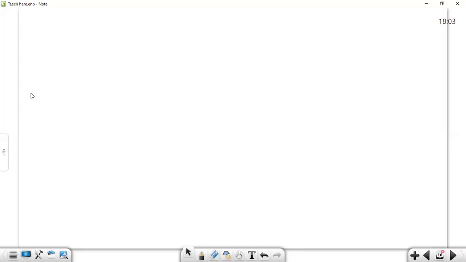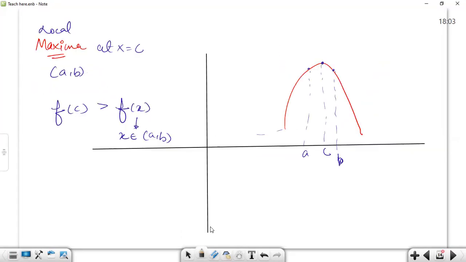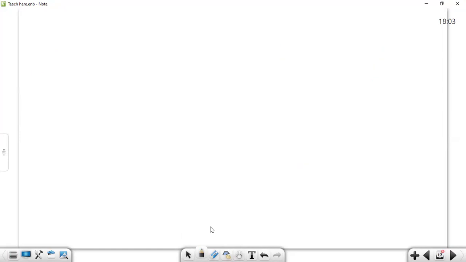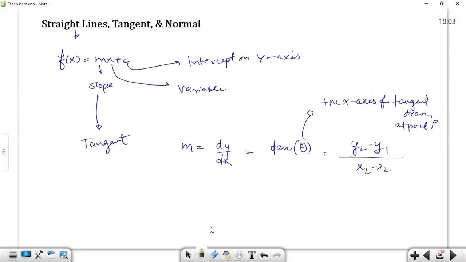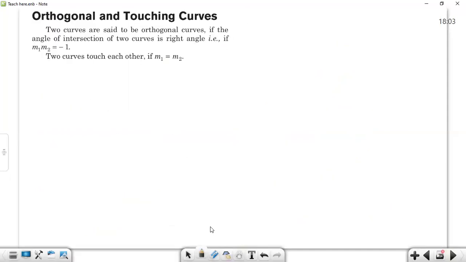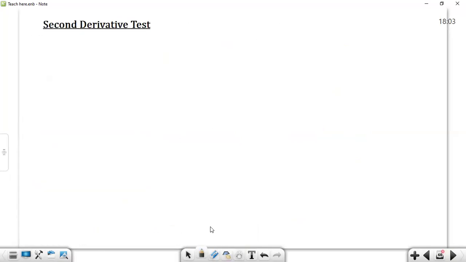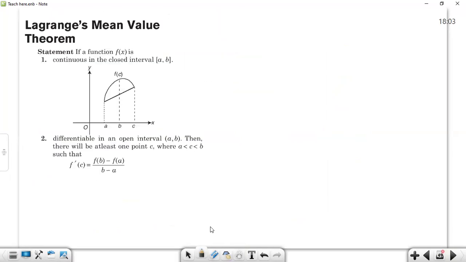Yesterday we discussed the application of derivatives, and we almost covered everything about AOD. In today's session, we were earlier discussing straight lines. There's one more concept about straight lines which I would like you to revise, that is the angle between two lines.